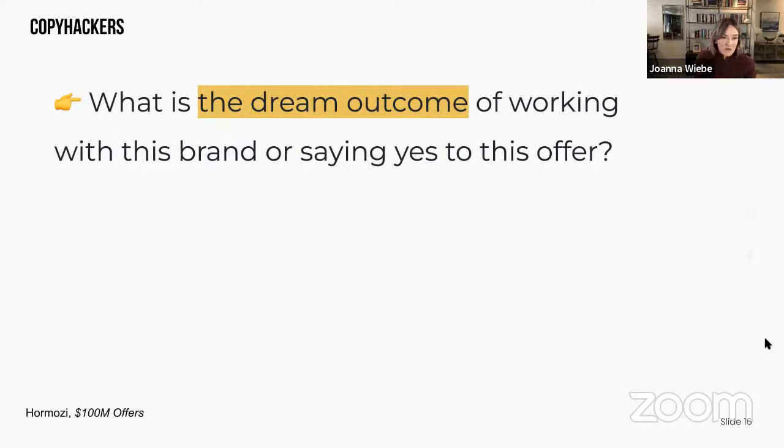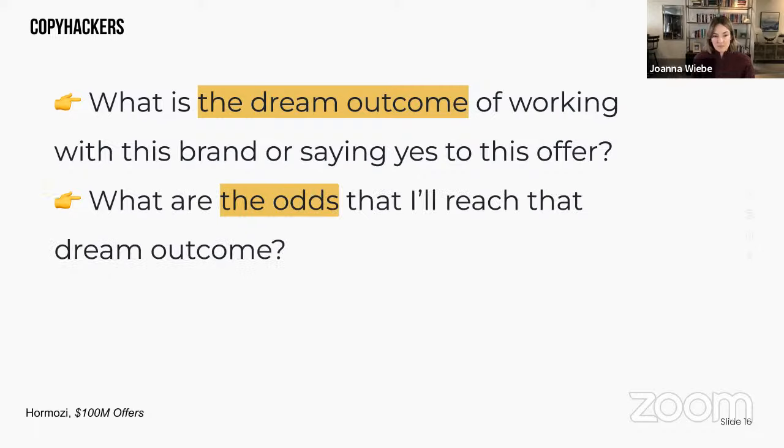What is the dream outcome of working with this brand or saying yes to this offer? So what is your prospect's? And again, your actual prospect, not a crappy non-customer, your actual prospect. What is their dream outcome? What do they really want? And this takes listening to your customers, which is tied up in copywriting, but offer copy is actually all part of copywriting. So you want to listen to what they most want, that desired dream state that they've got.